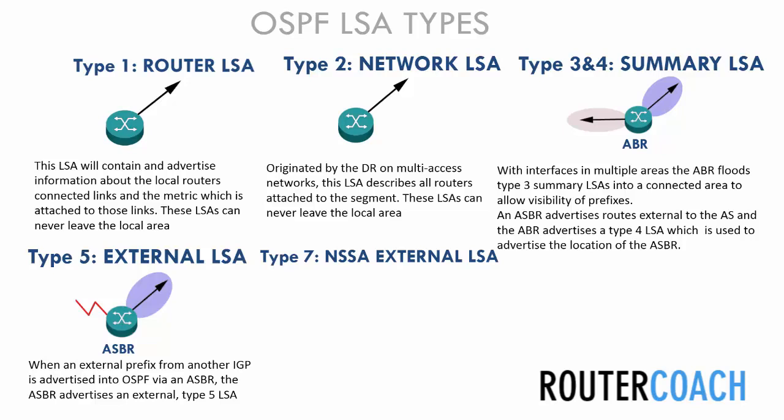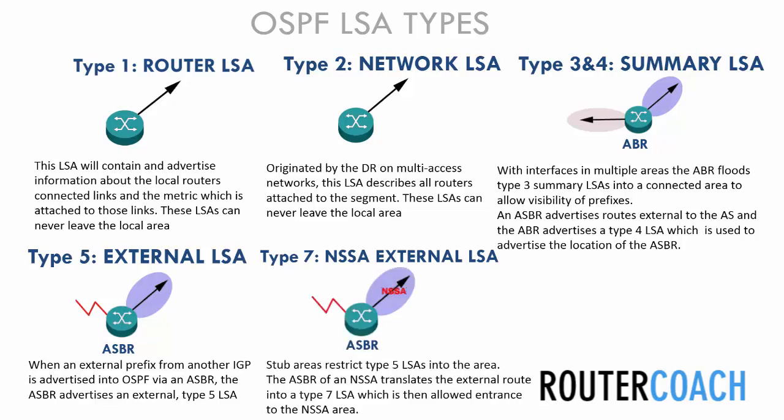And then last but not least, the one that we're going to cover here is the Type 7 NSSA external LSA. This is going to be used when the area is a not so stubby area, and this NSSA area is going to block Type 5 LSAs.